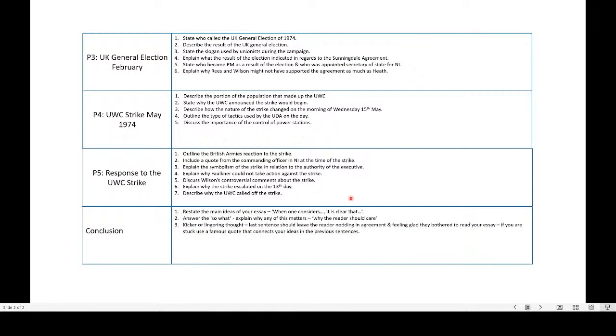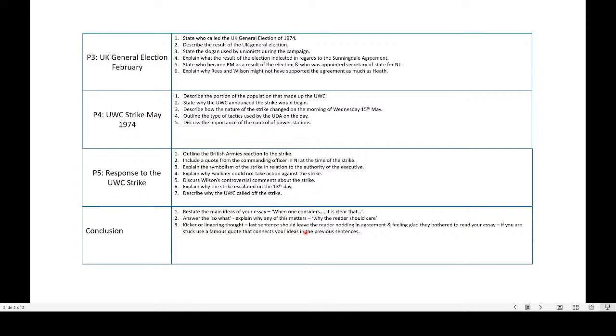When we're writing a conclusion, we look to do these 3 things. Restate the main ideas of your essay. When one considers the initial response in unionist and nationalist communities to the Sunningdale Agreement, we have to answer the so what. So explain why any of this matters, why the reader should care. Remember, your conclusion is the last thing an examiner will read from your essay. Why was it important that they read this?